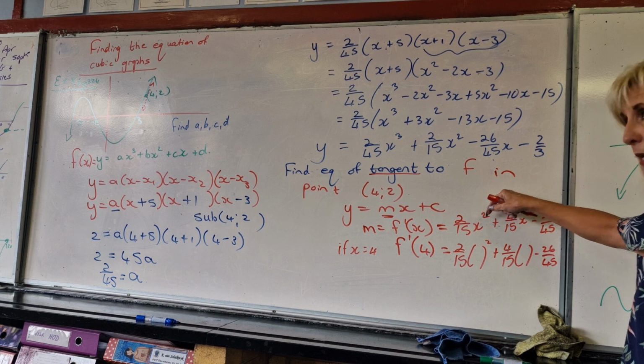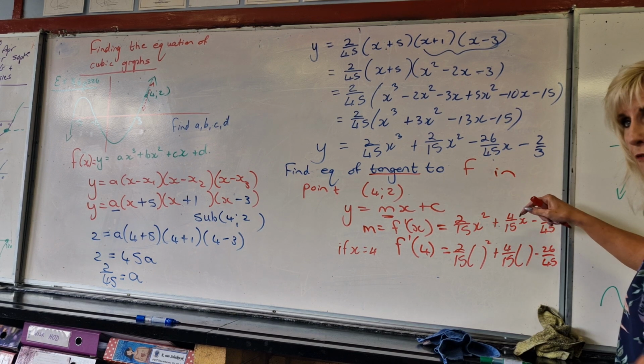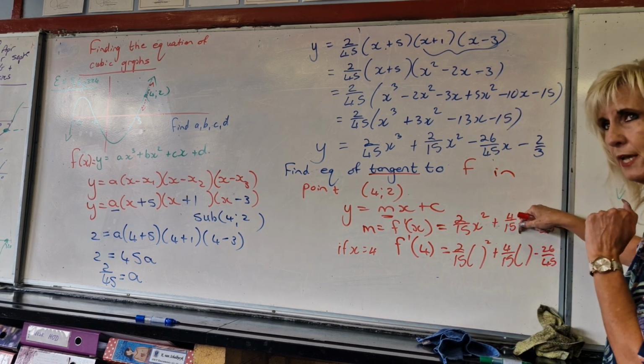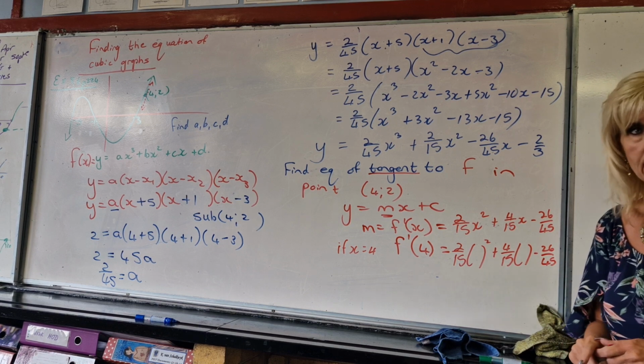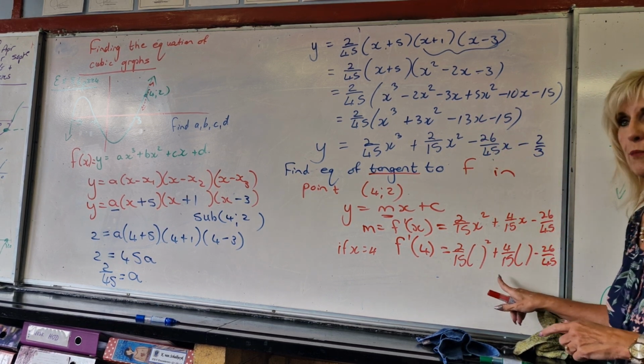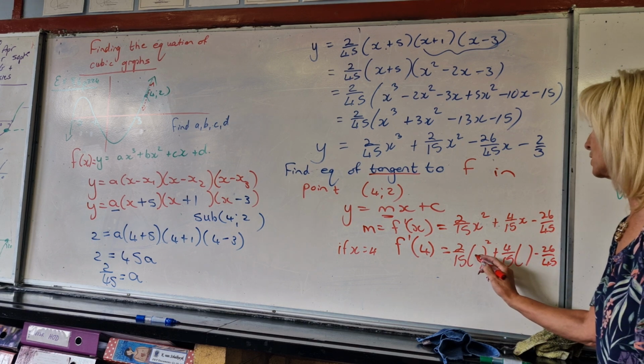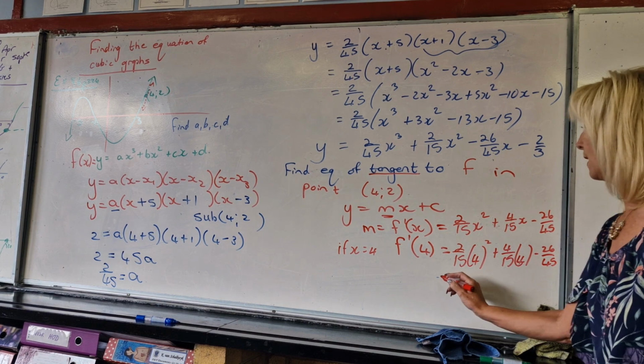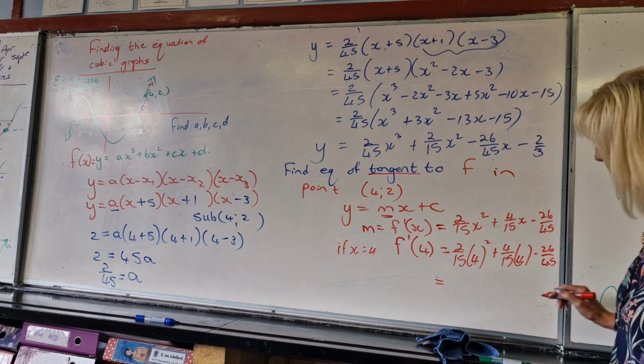The gradient depends on where your x is. From point to point to point, the different x's are going to give you different gradients. Only with a straight line is the gradient constant. It will change from point to point. So we are substituting with 4. And the answer, please?